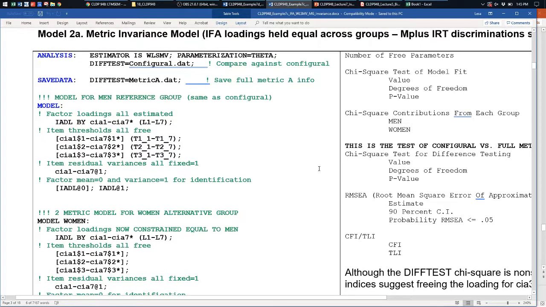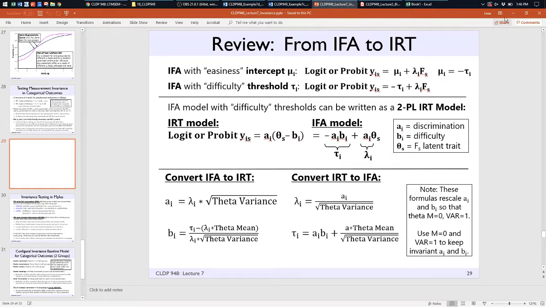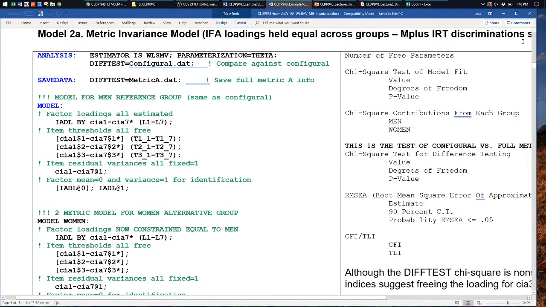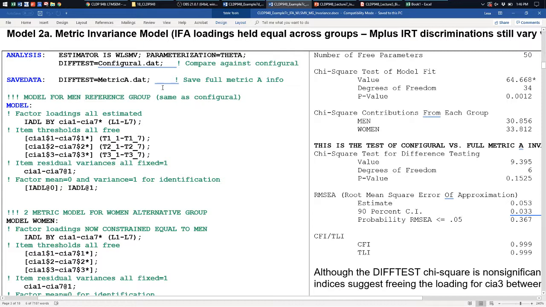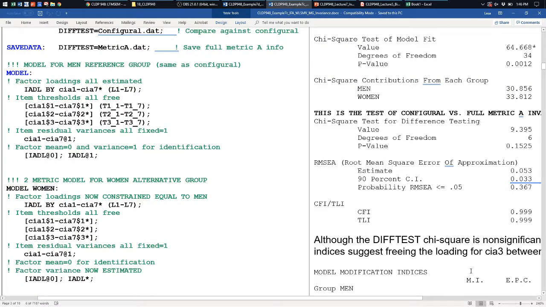Next step. Let's see if I can get this all on one page here. There we go. Next step is metric, loadings. To do so, L1 to L7 shows up on the alternative model. That means it has to be the same as L1 to L7 at the top. In so doing, I estimate the factor variance for the alternative group. So it's picking up any differences in loadings now.